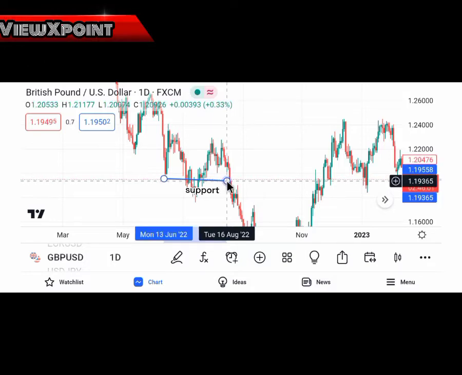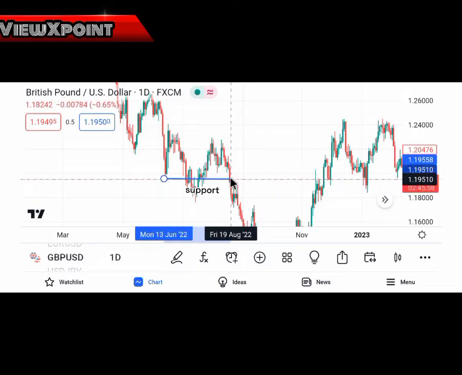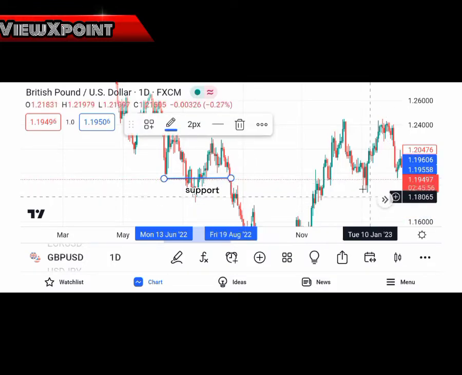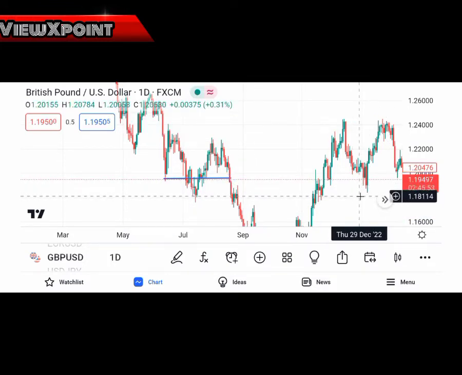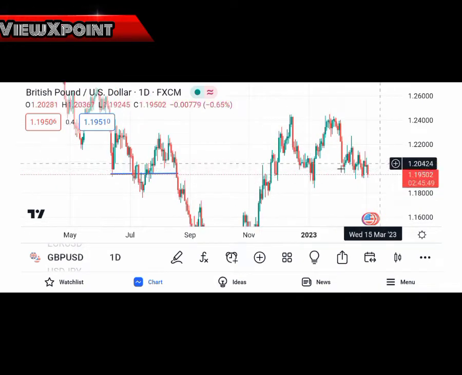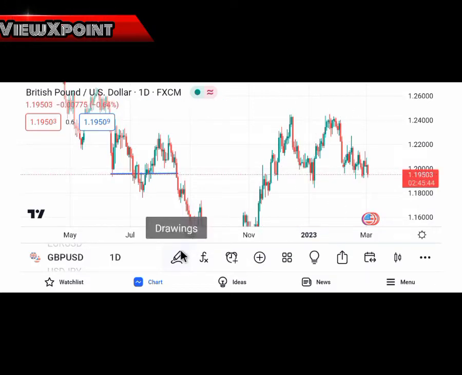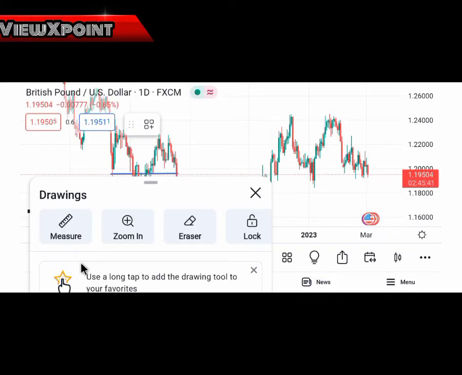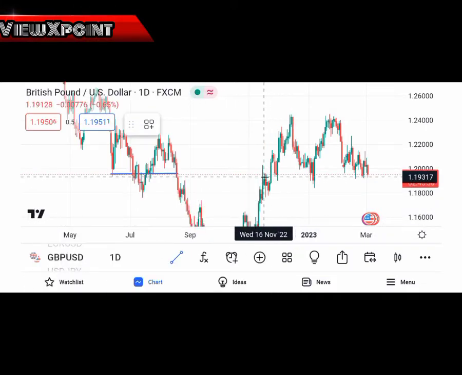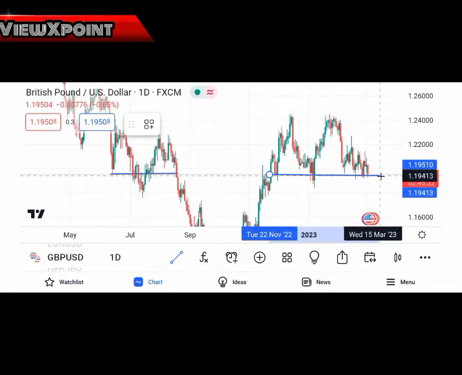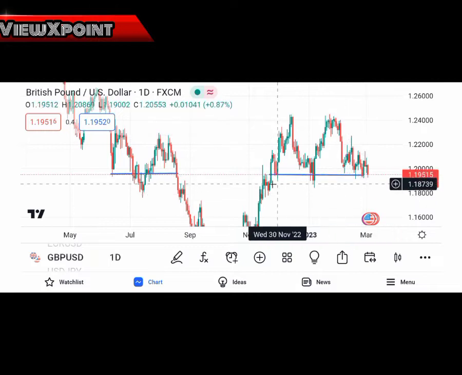And we'll still get another support level. We still have another support level from this part. See, this is another support level. So let's draw another support level. Please take note of the support levels, the general support level. Okay, so we have another support level here.